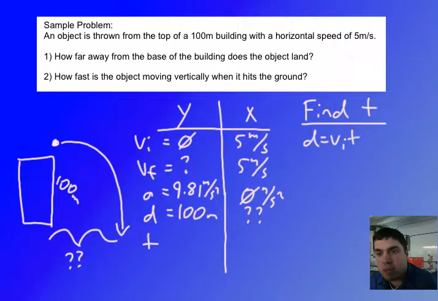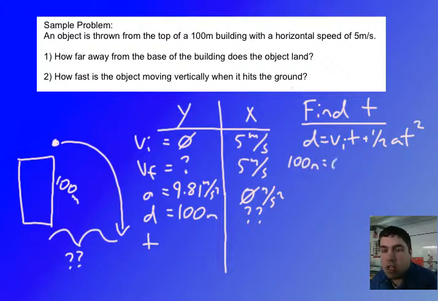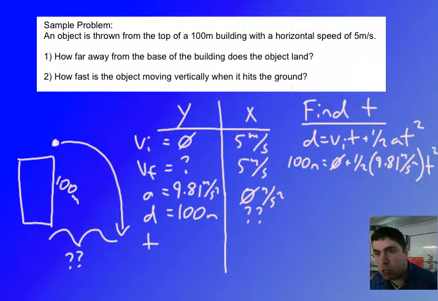And looking at my reference tables, I chose to use the formula d equals v_i t plus 1/2 a t squared. I know my vertical distance is 100 meters, my initial velocity is 0, so that whole term drops off, and I know my acceleration, and this will let me find the time here. So a little division, a little square rooting, and I can figure out the time that this object's in the air for is approximately 4.515 seconds. I'm leaving more decimal points here than I normally would because this time is going to be used for my other calculations as well.